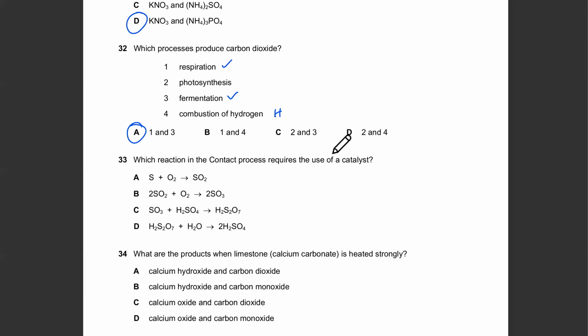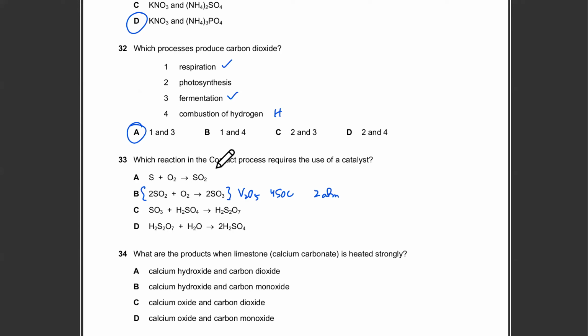The contact process requires the use of a catalyst. Wait, we need B, because it's the contact process, not the Haber process. I forgot, it's B. We need V2O5, that's the catalyst, and the temperature is around 450 centigrade and about 2 atmospheric pressure, I think. And these are all the reactions.